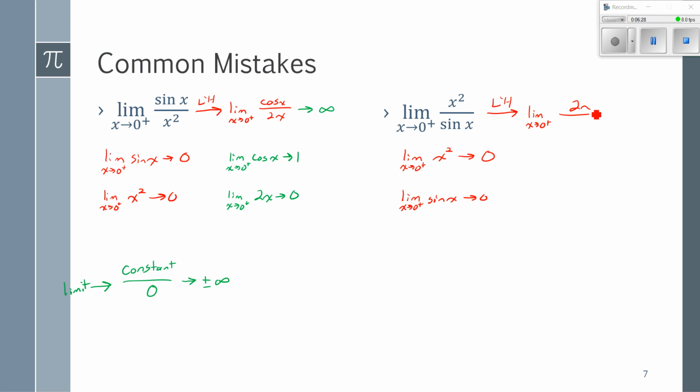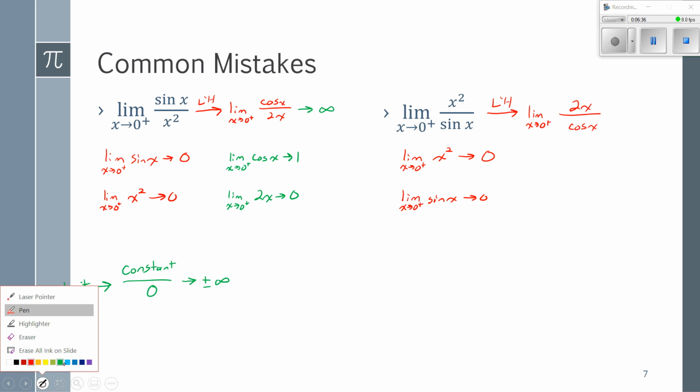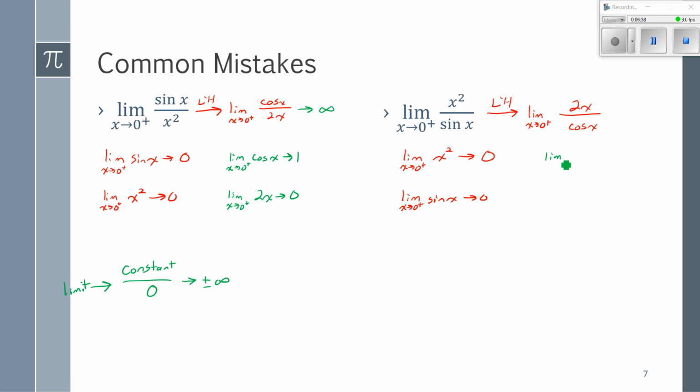Derivative of the top would be 2x. Derivative of the bottom would be cosine of x. And I would try substitution again. When I try substitution again here, plugging 0 into the numerator gives me 0, so that's still looking good. When I plug 0 into the denominator, I get 1.